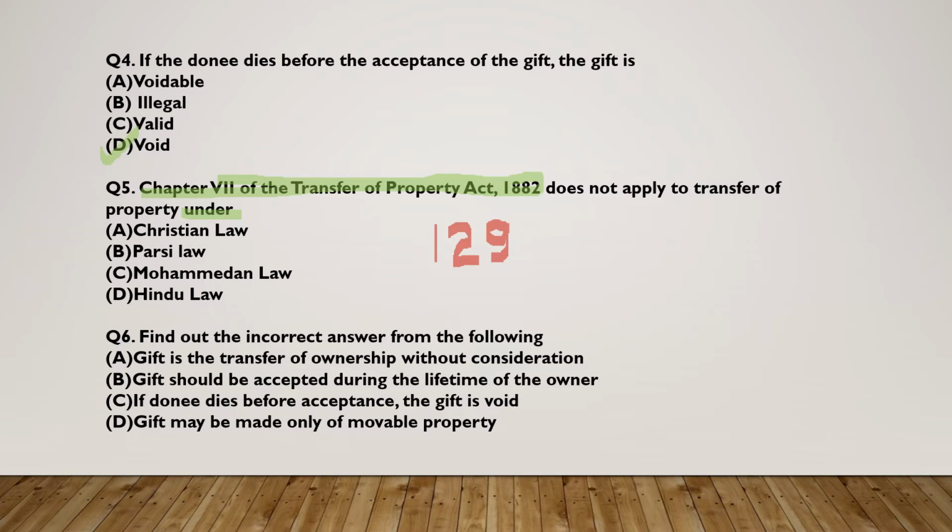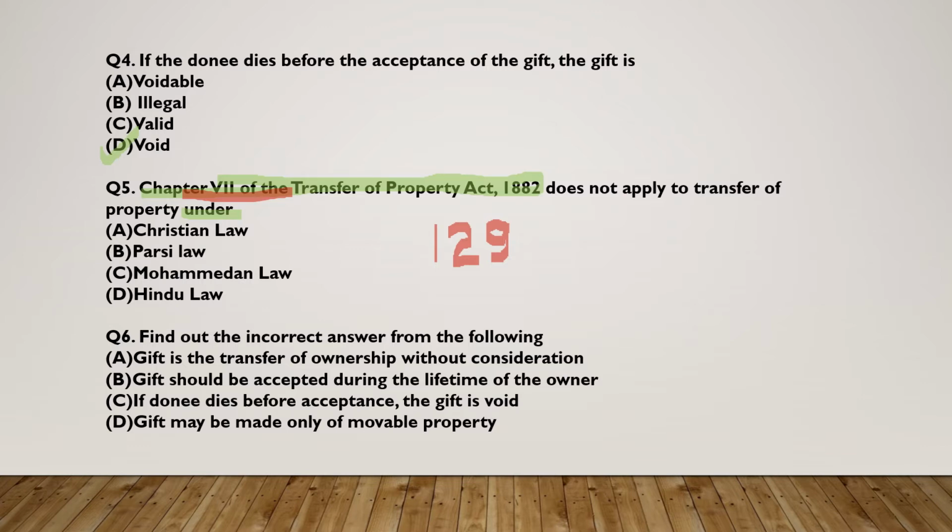You must have found out that in Chapter 7, Section 129 has this line. Read it. It says nothing in this chapter, that is, this chapter, relates to gifts of movable property made in contemplation of death or shall be deemed to affect any rule of Mohammedan law. So it does not.